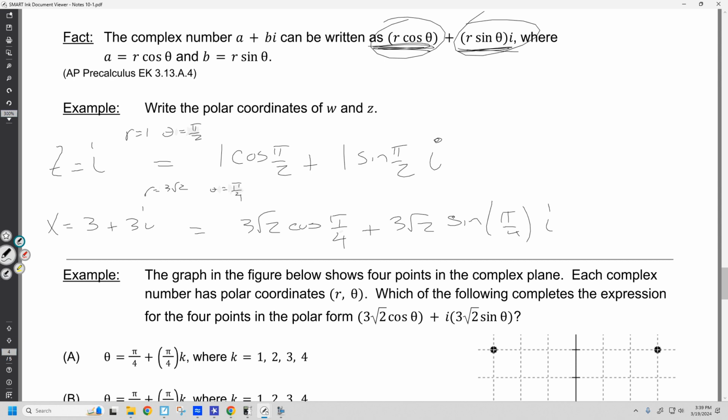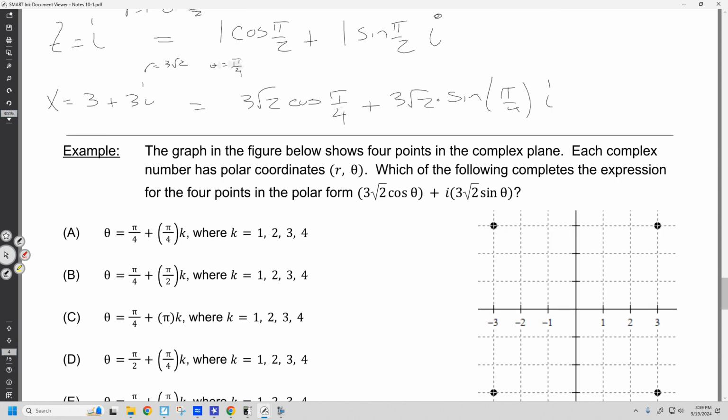Okay. Now you're probably thinking this makes no sense. I know the cosine of pi over 4 is root 2 over 2, which means this turns into just 3, and this just turns into 3i. Why am I writing it like this? You're just responsible for understanding that you can. I'm going to show you why. You don't have to understand why, but some of you are going to appreciate it shortly.